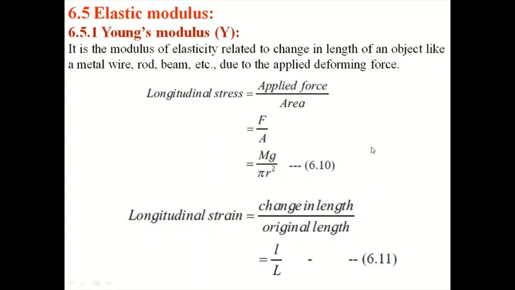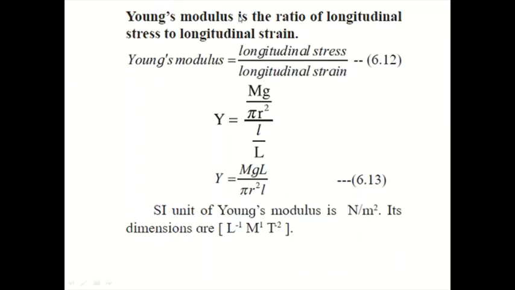This means when an object is under a deforming force, it will change its length. When it is related to change in length, this is known as Young's modulus. First, longitudinal stress is applied force per unit area. The force is F, the area is A, the applied force is mass times gravity, mg, and the area is pi r squared. Longitudinal strain is the change in length to the original length, with change in length small l and original length capital L. Young's modulus is the ratio of longitudinal stress to longitudinal strain.